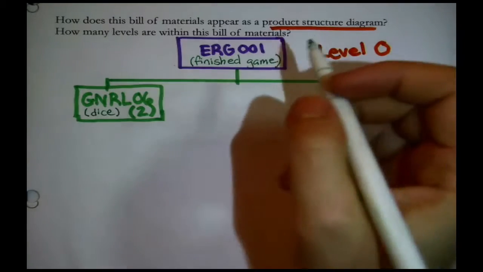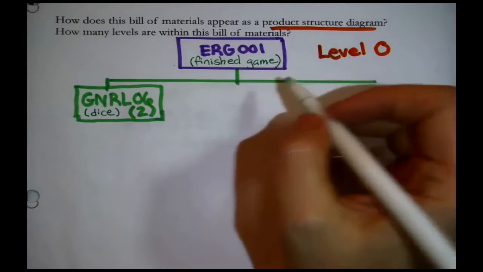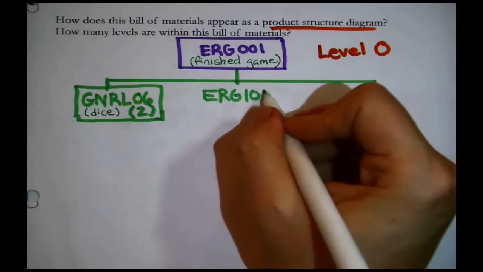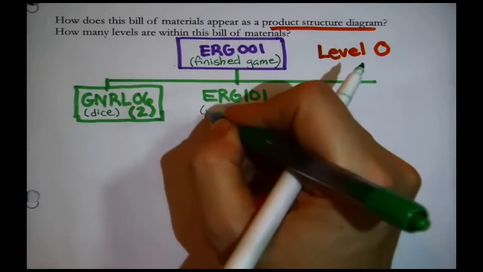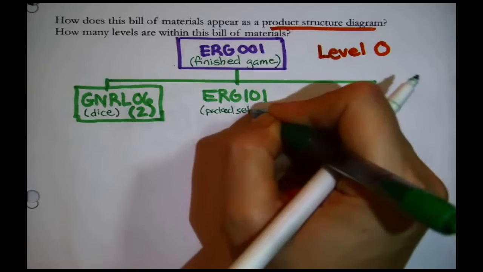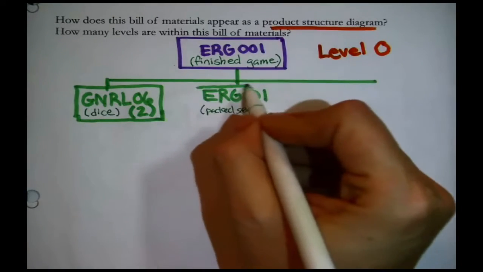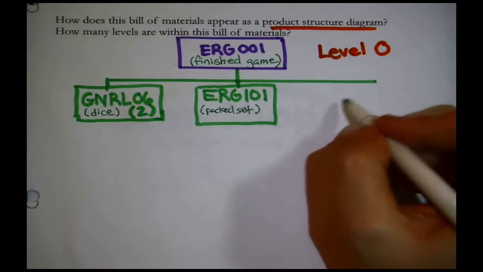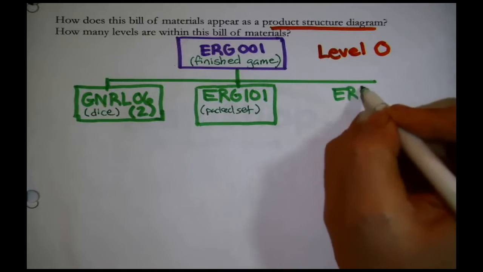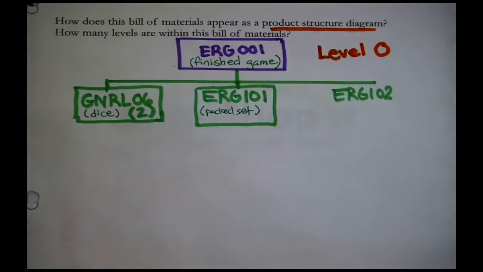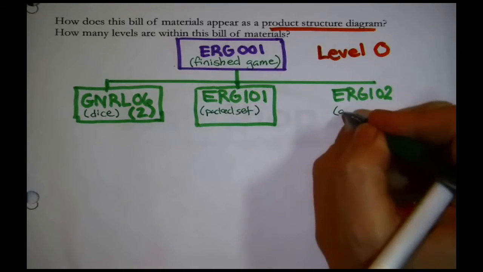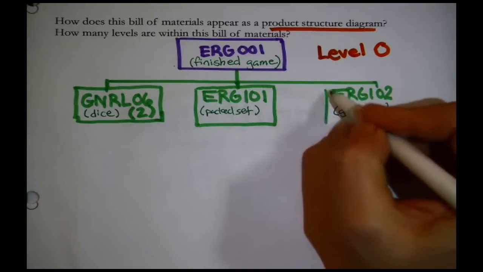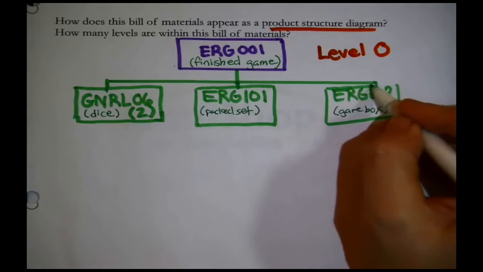Okay, now, wait a minute. What were the names of the other 2? The names of the other 2 were ERG101. That's the packed set, the entire contents of the box. Put a frame around it. It is another child of the parent. And then put it over here, ERG102. That's the branded game box. I'm just going to write game box. Connect it up. Okay.